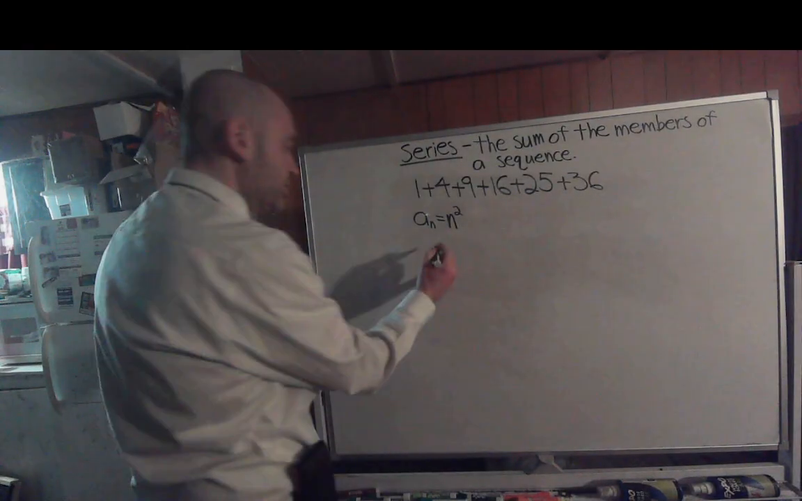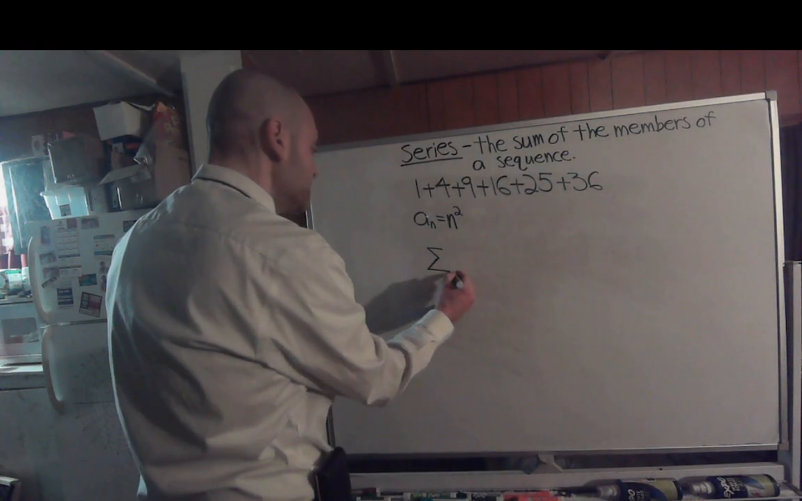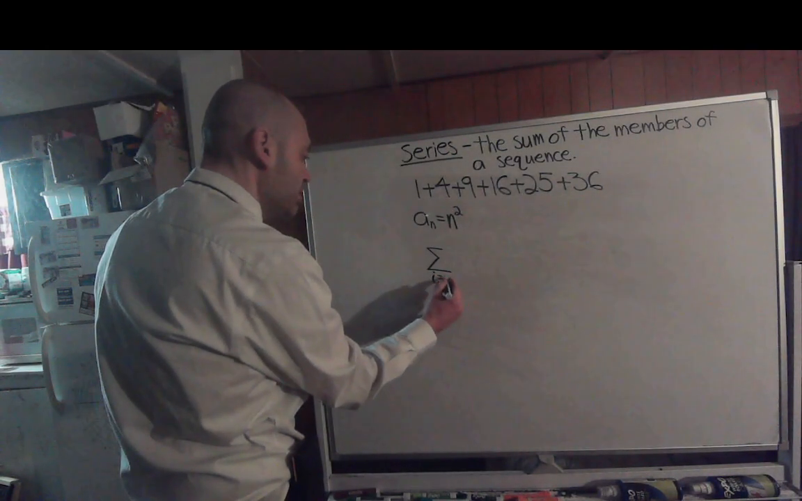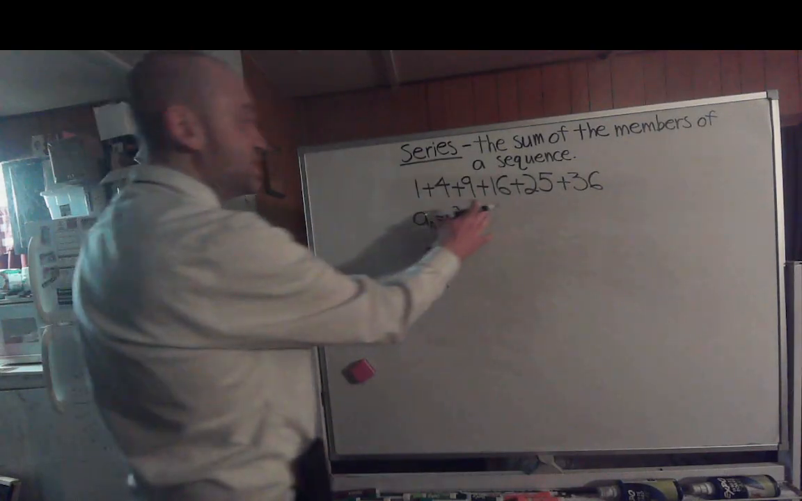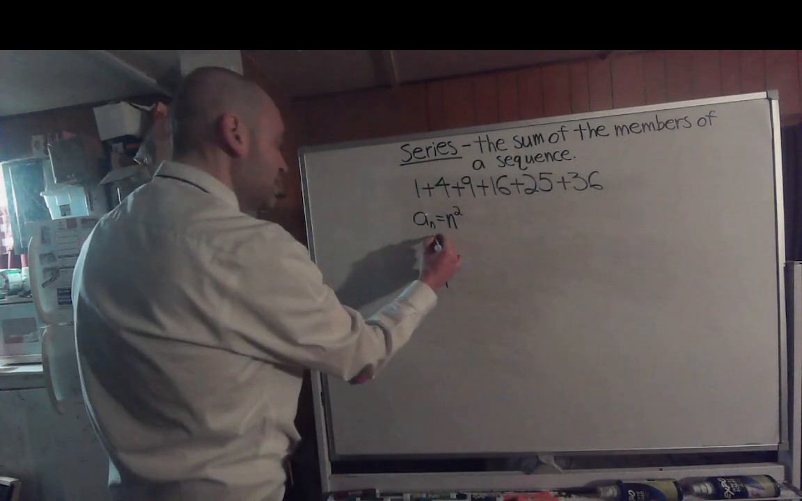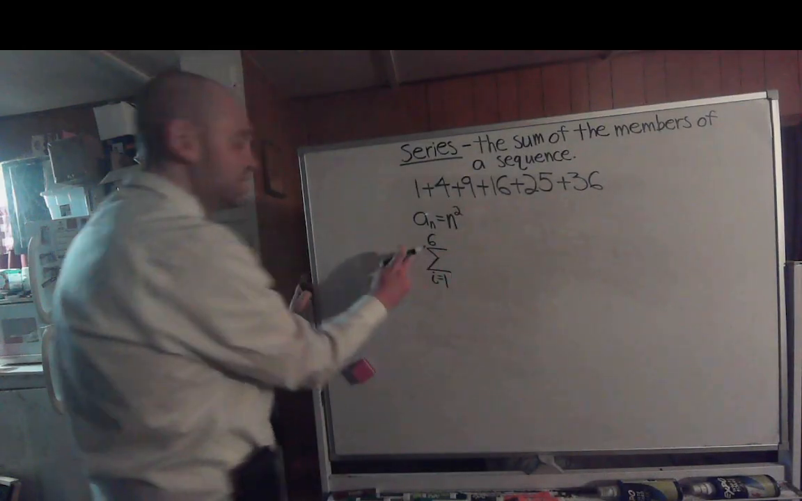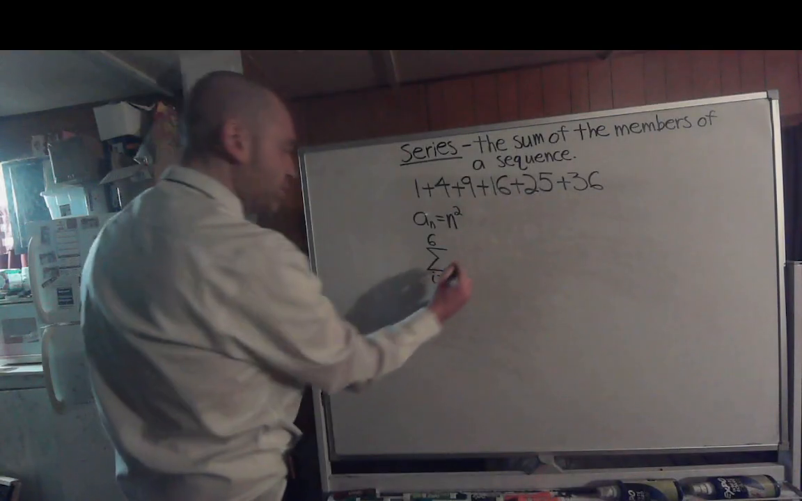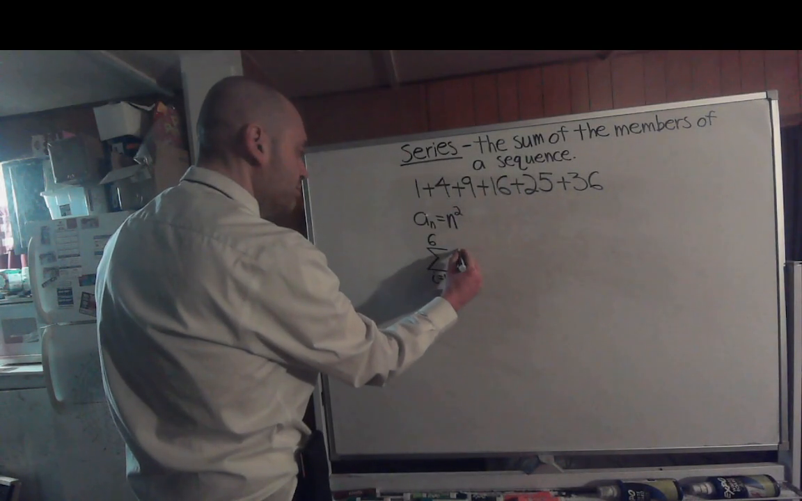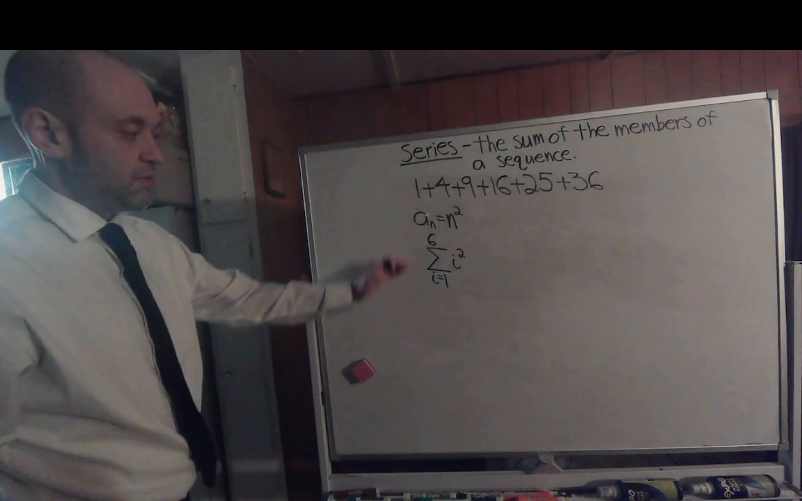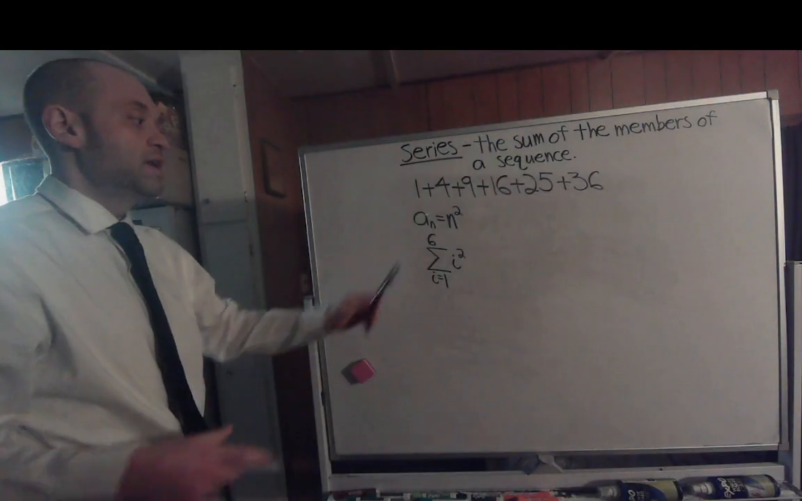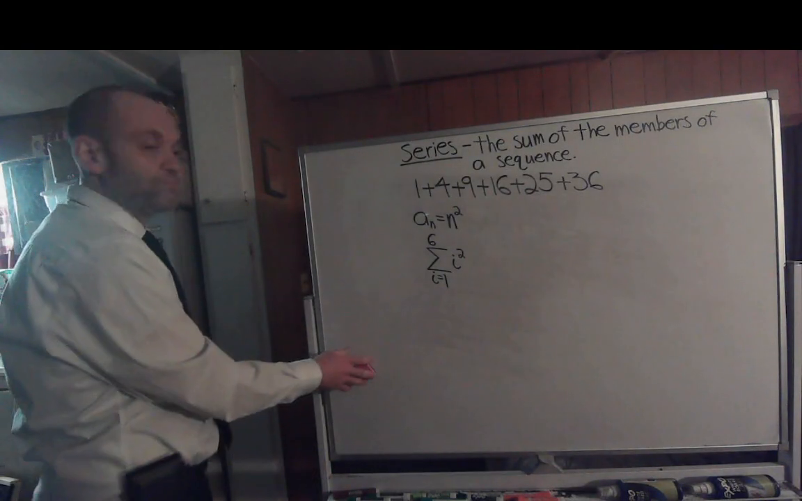Now we need to convert this to a sum, since we have a sum. So sigma with i equals 1 for the lower part. Now you have 6 terms in this series, so your upper limit of summation would be 6. And then put in your a sub n formula, but we're going to use i. It would be the sum from 1 to 6 of i squared. That would end up being your sum formula.